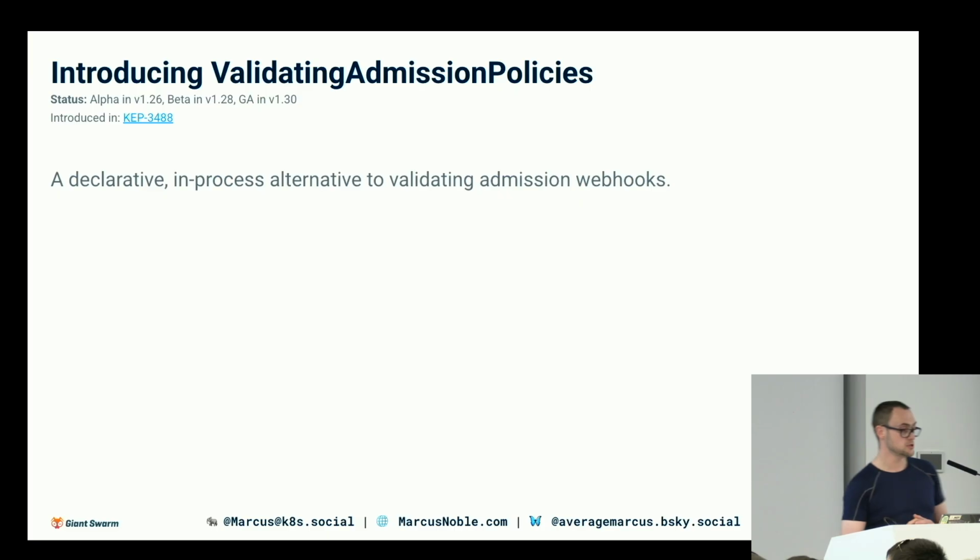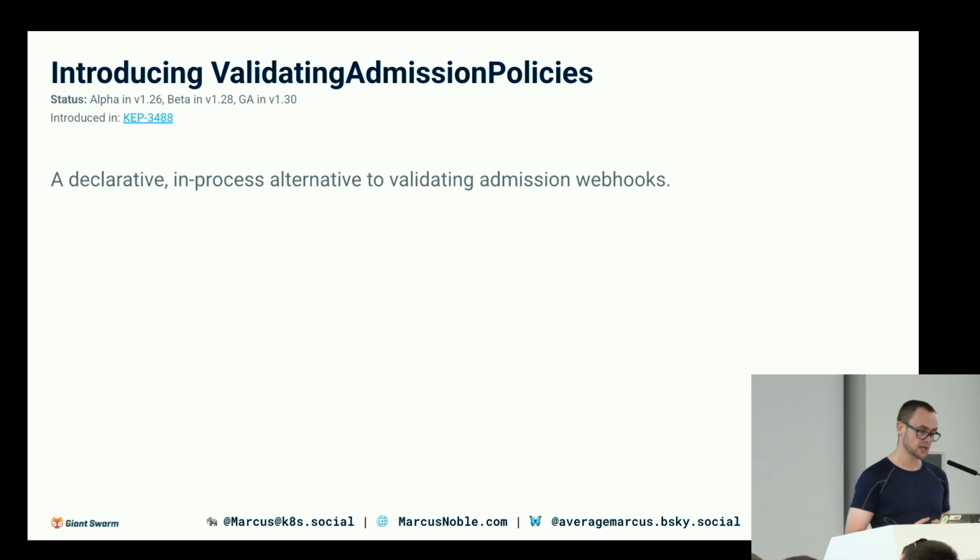I'd like to introduce you to ValidatingAdmissionPolicies. These were first introduced in Kubernetes in version 1.26 as an alpha, and as of 1.30, they are generally available and stable. So you can all use these as of today. And they are a declarative in-process alternative to validating admission webhooks.